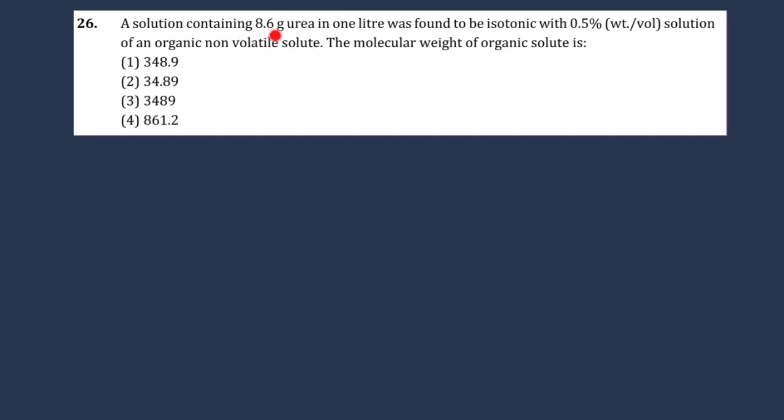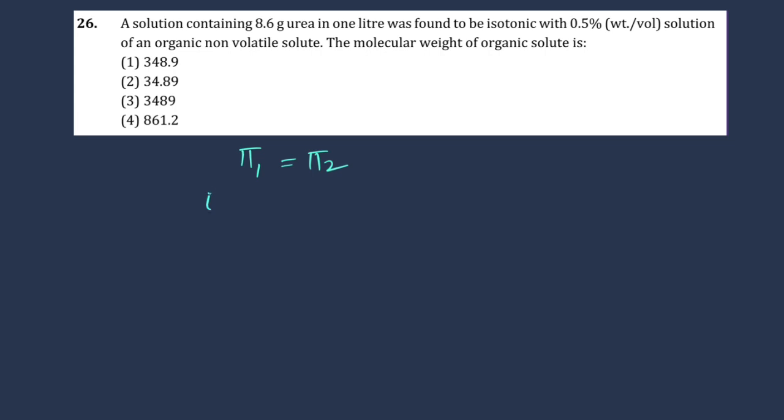A solution containing 8.6 gram of urea in 1 liter was found to be isotonic with the 0.5 weight by volume solution of an organic non-volatile solute. The molecular weight of the organic solute is? So now I am taking here isotonic. Isotonic meaning what? Osmotic pressure of the first one is equal to the osmotic pressure of the second one.